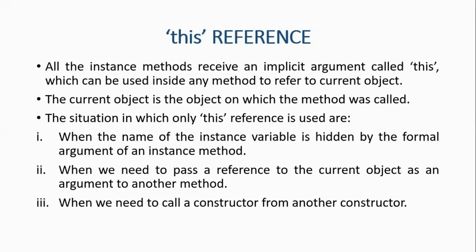So the last concept which I am going to discuss today is the concept of the this reference. Basically, when do we use constructors? We use constructors whenever we want to create the object of some class. Whenever we are working with a variable, the this reference always works there. All the instance methods receive an implicit argument called this, which can be used inside any method to refer to the current object. So basically the this reference is used for referring to the current object.